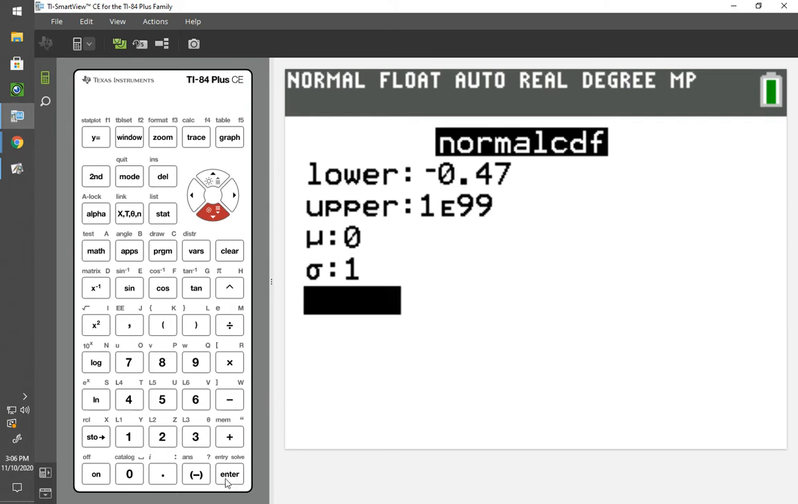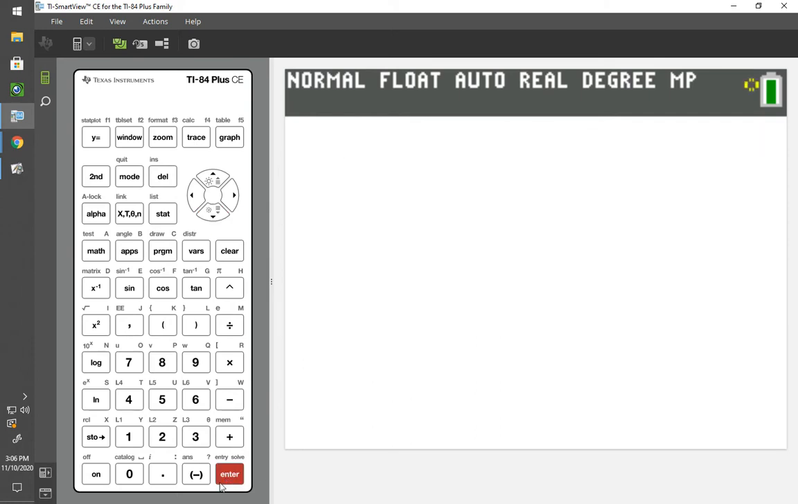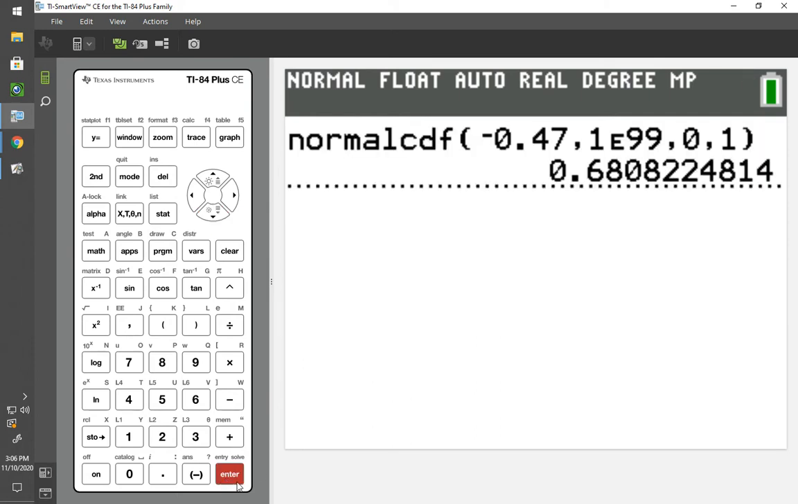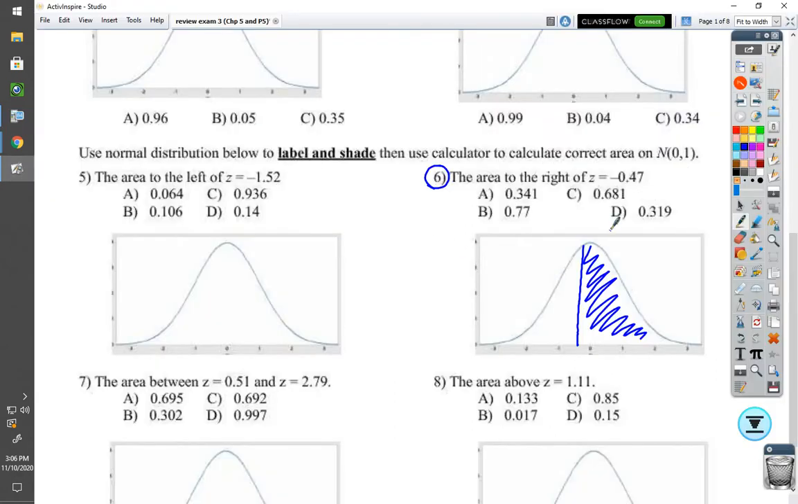I skip down to paste. I hit the enter button. I hit it one more time, and I get 0.681. This will be letter C when we go back to our answer grid. Letter C.